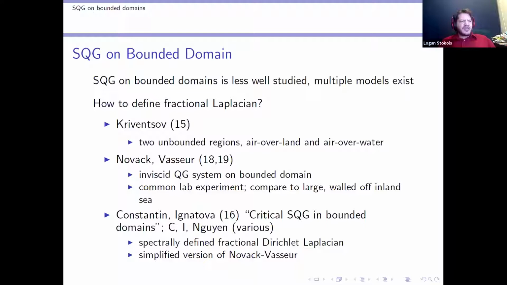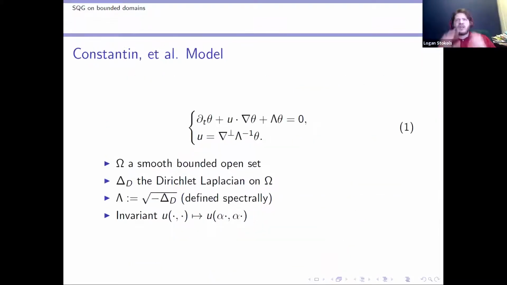It uses the spectrally defined fractional Laplacian. They're able to obtain existence and some regularity results, including smooth solutions in the interior. They look at both viscous and inviscid models and some compatibility results. There's a reasonable body of literature here, with different types of solutions, all of that. So what is the Constantin model?